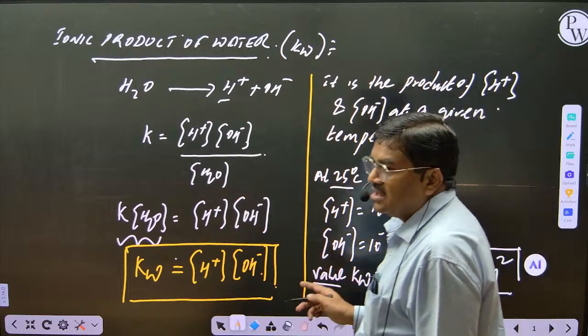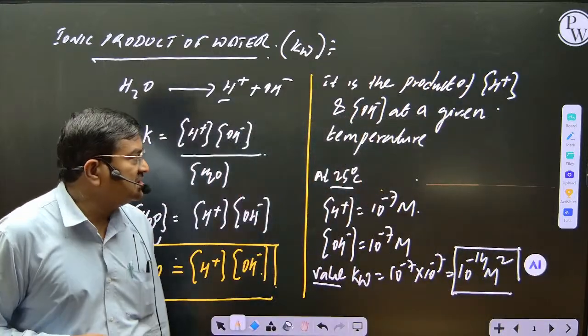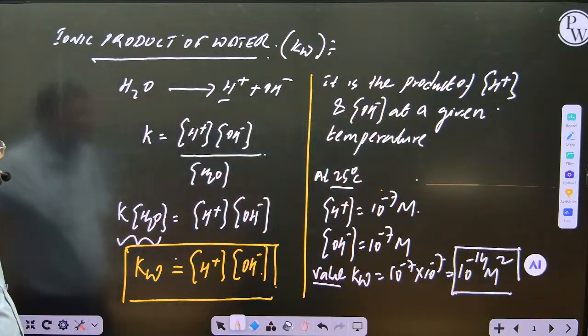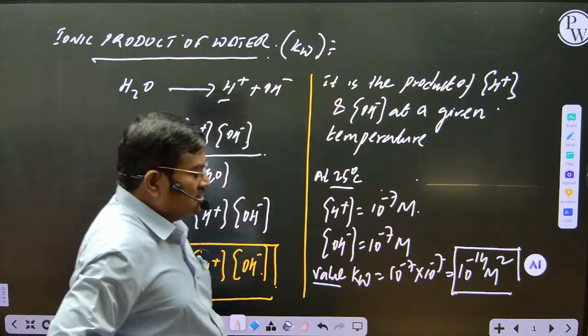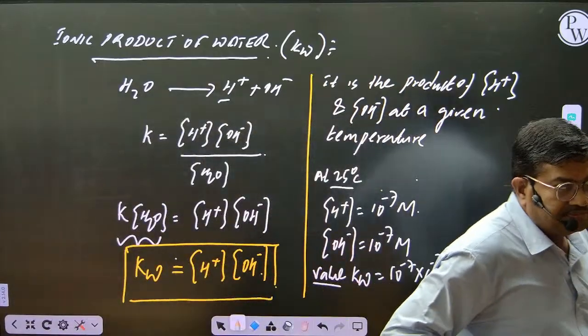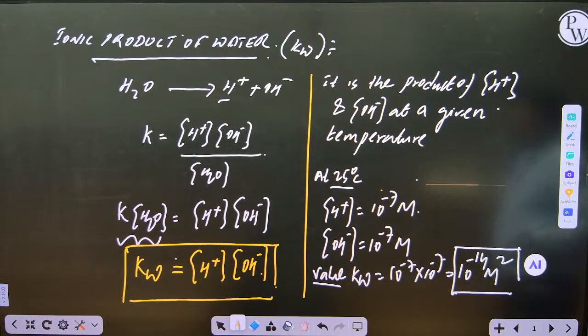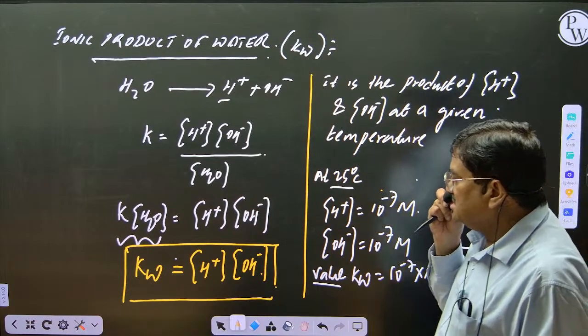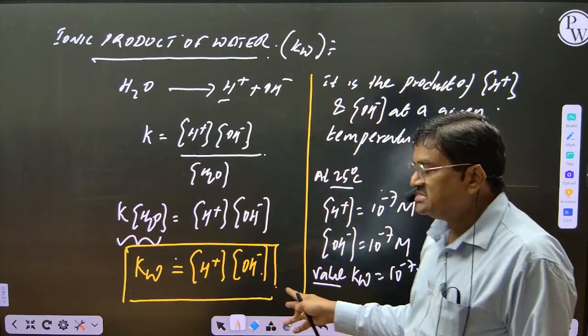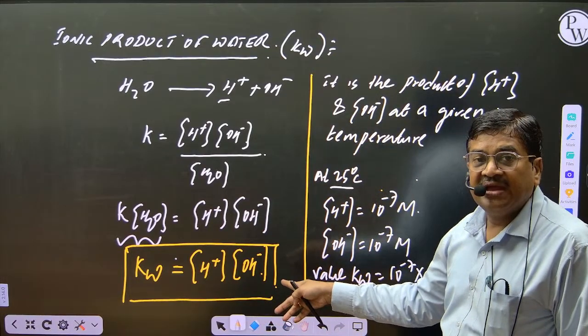So this is what to understand. KW is nothing but the product of H plus ion concentration into hydroxyl ion concentration. Clear, understood all of it? So this is what we discussed yesterday. And did we discuss what will be the effect of temperature on KW?